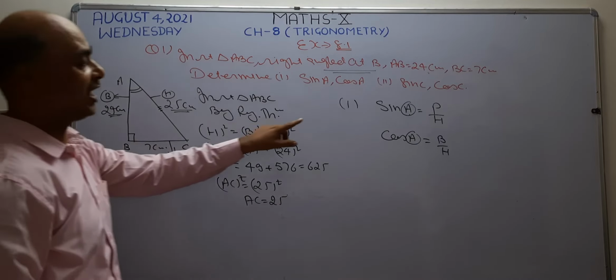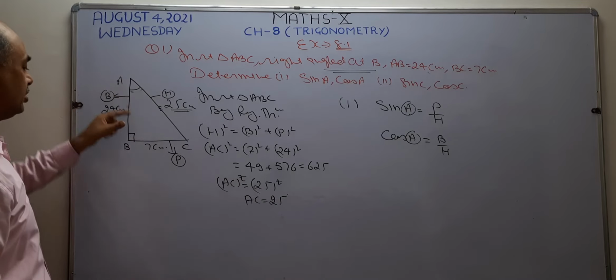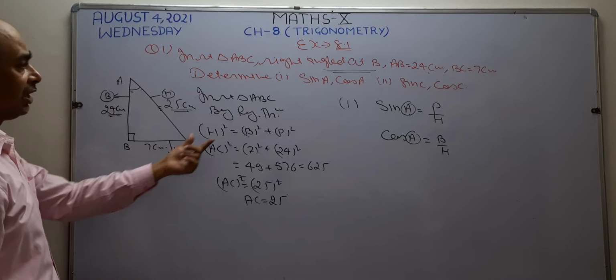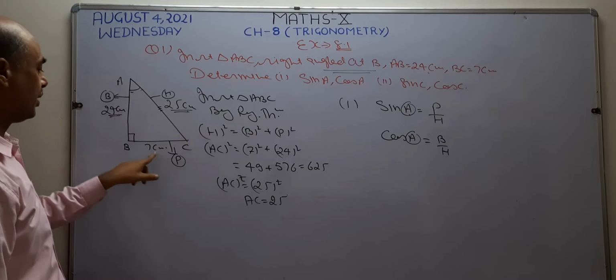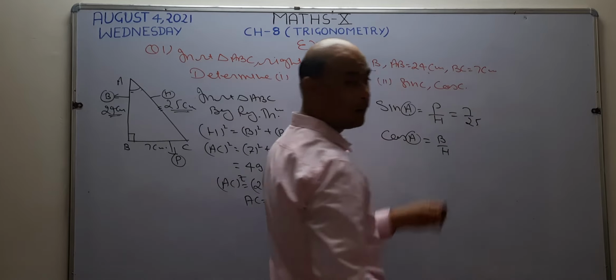I want to find the value of sin A. Now this angle A is going to lie on this side. So this becomes base, and this becomes perpendicular. Now requirement is perpendicular upon hypotenuse. Perpendicular is 7 and hypotenuse is 25. The value of sin A becomes 7 upon 25. This is very simple.